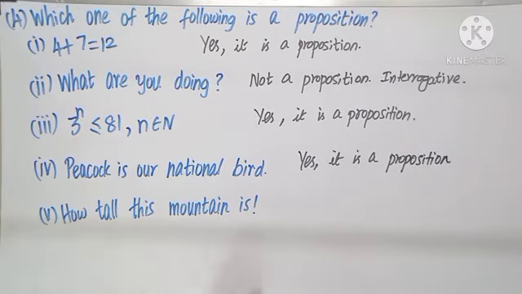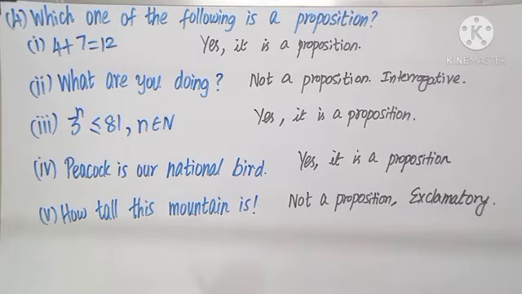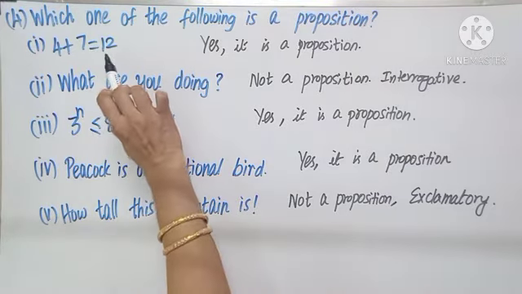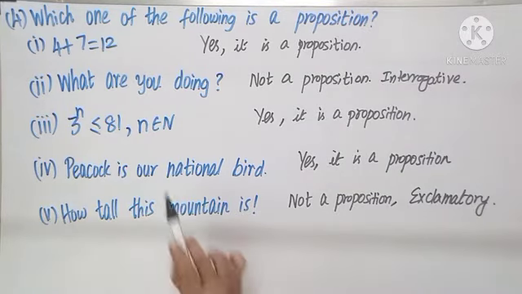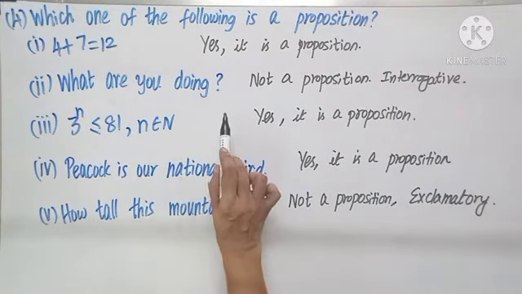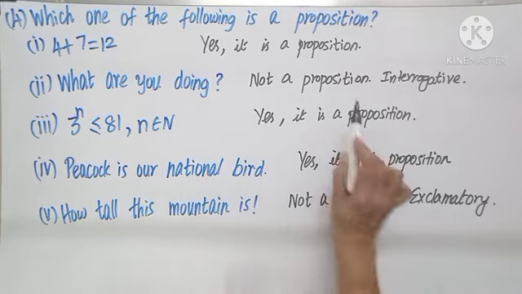How tall this mountain is! It is an exclamation, so it is not a proposition. So as we read each statement, check whether you are able to say either true or false. Declare it as a proposition. Whenever you are not able to say true or false, declare it is not a proposition.